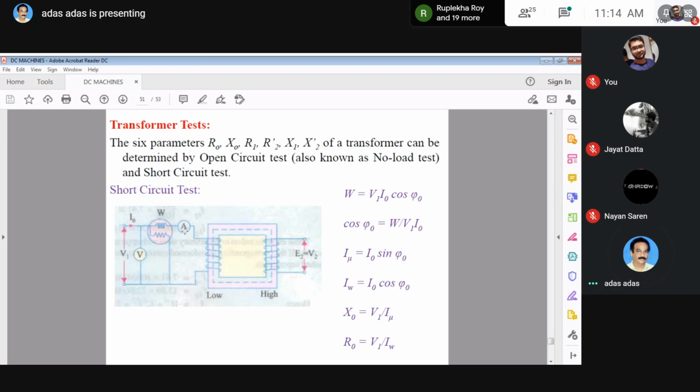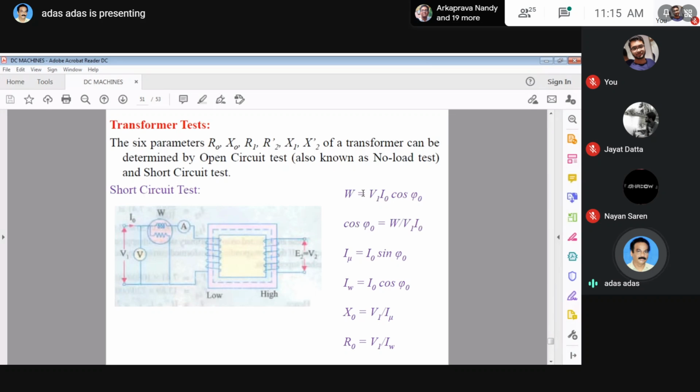Since the current flow is very low, that is minimum, because the load is disconnected and only I0 is flowing, we can neglect this, and we can consider that the input power is supplying the core loss. So W will give you the core loss, and this is the expression: W equals V1 I0 cos phi 0. V1 is the applied voltage, I0 the exciting current, and cos phi 0 the power factor. So cos phi 0 equals W by V1 I0.